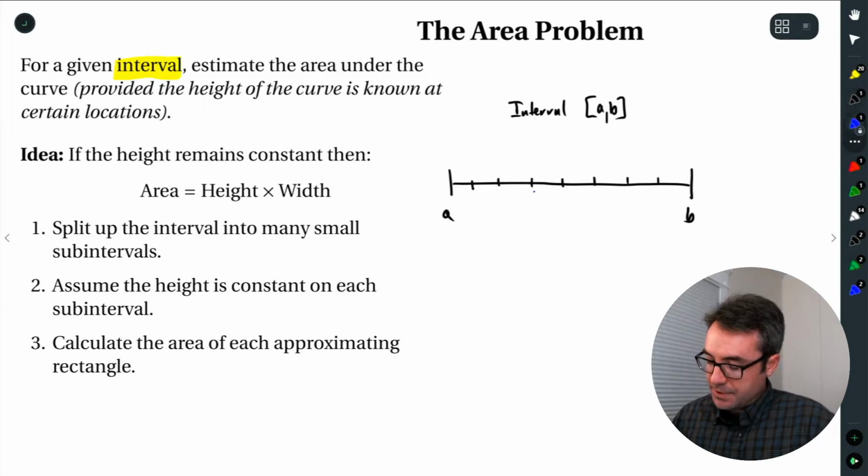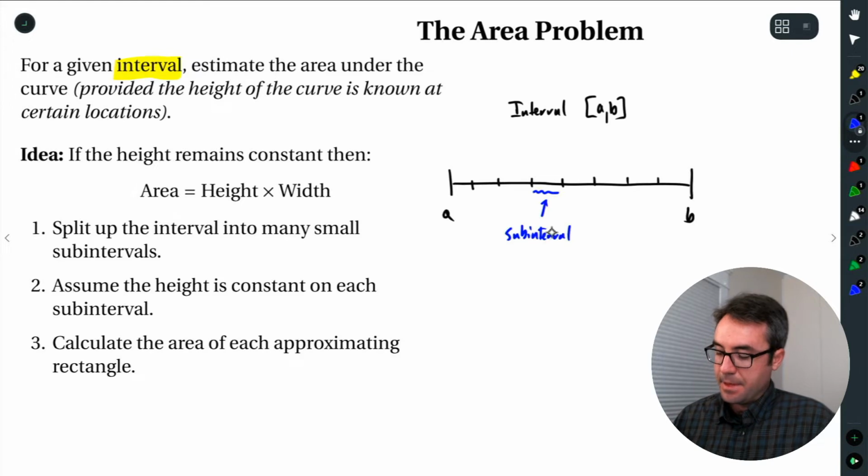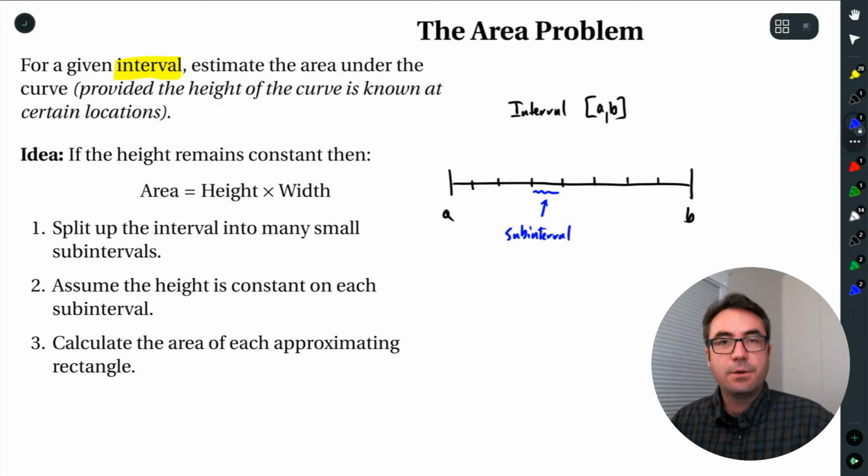We have just an example here of a subinterval. And conceivably with a curve, our curve is going to have different heights as we go along the curve. But we're going to split this interval up so finely that these subintervals are going to be so short that we're going to assume the height is constant on each of the subintervals.